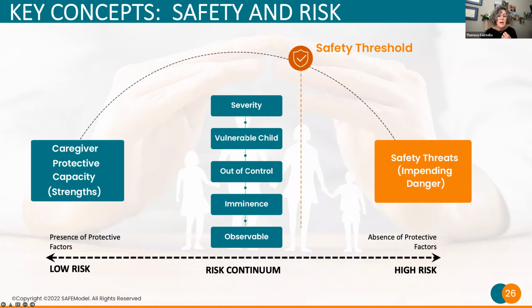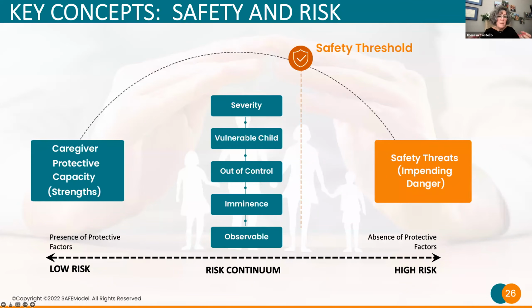If you move up in that picture, you'll see on the left-hand side, the caregiver protective capacities, which we've talked a little bit about. If you can think of those generally as strengths in families, when we see the presence of those protective capacities, we see safe children. When we see the lack of those protective capacities, moving to the right side of the picture, when the family has crossed that threshold, we see impending danger.